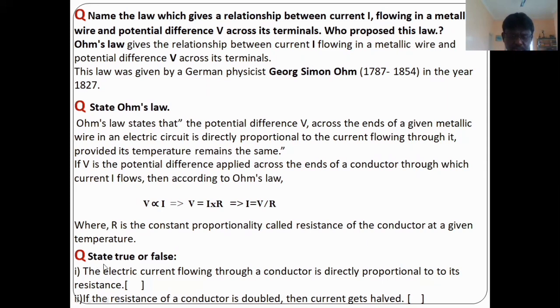Here I have given you two questions, children. State true or false. First one, the electric current flowing through a conductor is directly proportional to its resistance. Second, if the resistance of a conductor is doubled, then current gets halved. These two questions you try to answer after the lesson.